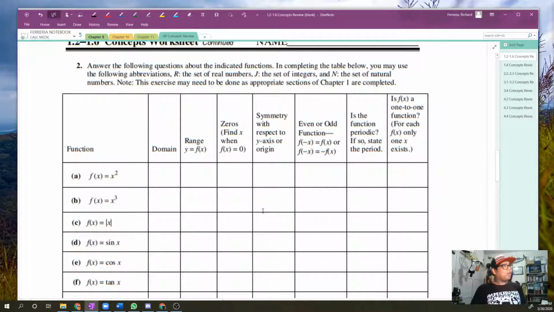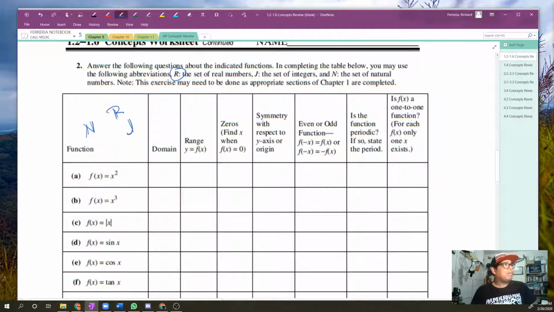Okay, so answer the following questions about the indicated functions. In completing the table below, you may use the following abbreviations. R is the set of real numbers, and I would love it if all of you watching would use that double-stemmed R for real numbers. That's what they tend to use at the university level anyways. J is the set of integers, again, a double-stemmed J for integers. N for natural numbers, and that is a double-stemmed N as well.